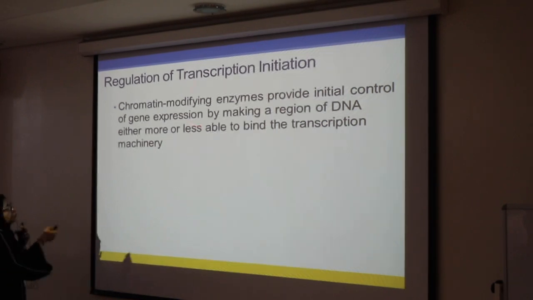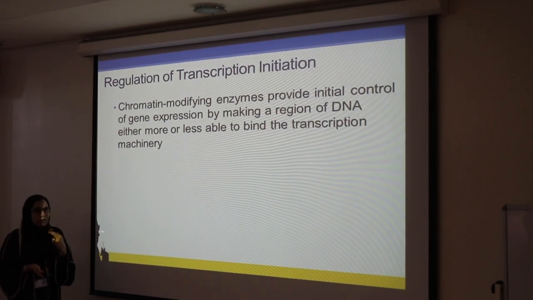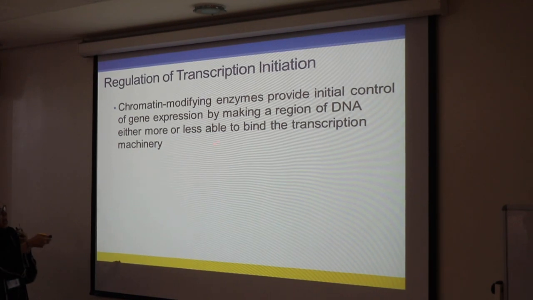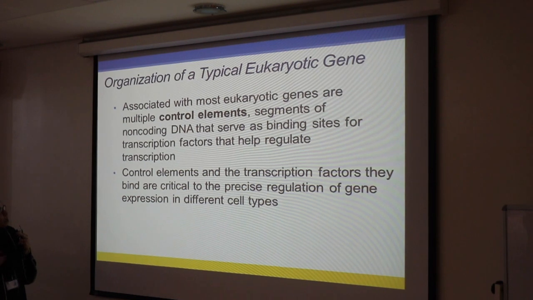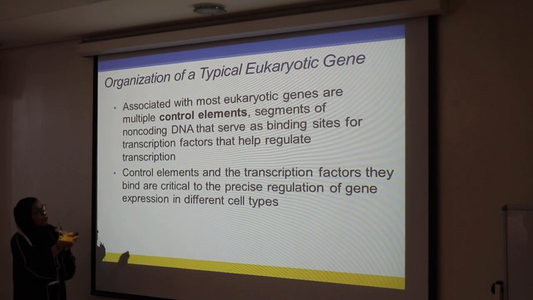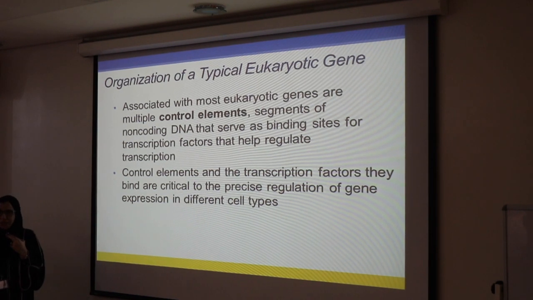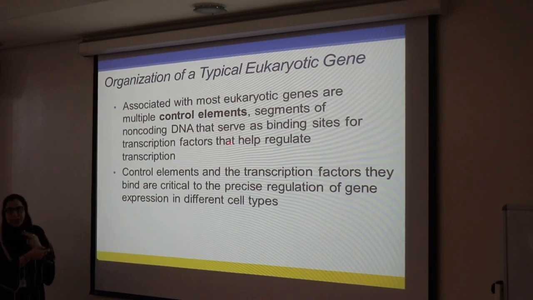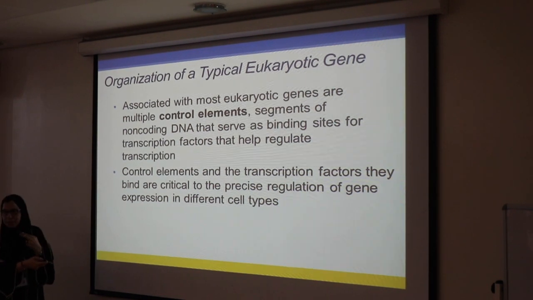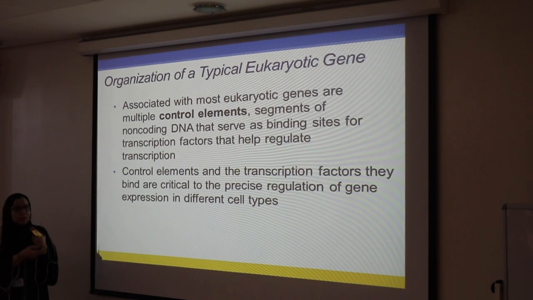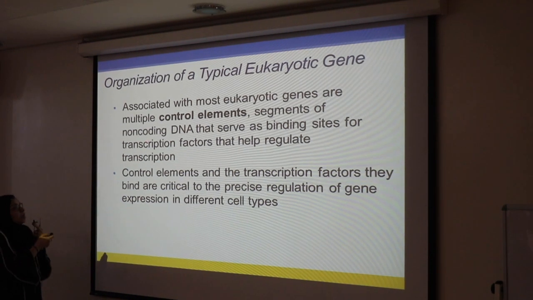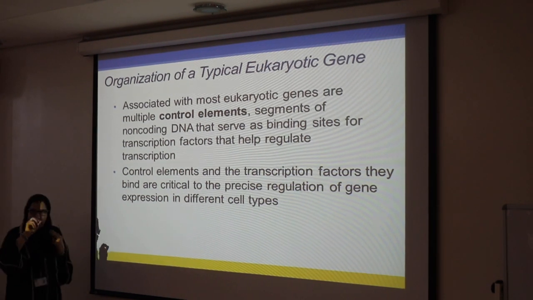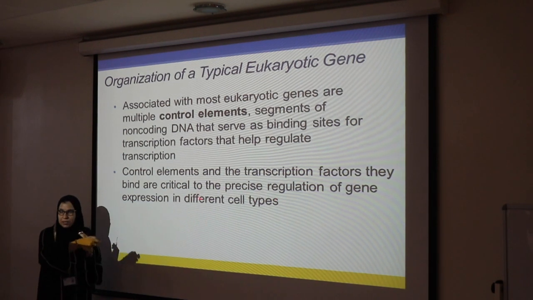So these factors will control the transcription initiation, the start of the transcription, because they will make the DNA less or more accessible by the transcription factors needed for transcription to occur. We mentioned the control elements. So what are the control elements? They are part of the DNA, so they are segments of DNA. Is it coding or non-coding? Non-coding. They serve as binding sites for what? Transcription factors. To do what? To regulate transcription. So it is the presence of these control elements and their binding to the transcription factors that will do the precise regulation of gene expression in the different cell types.